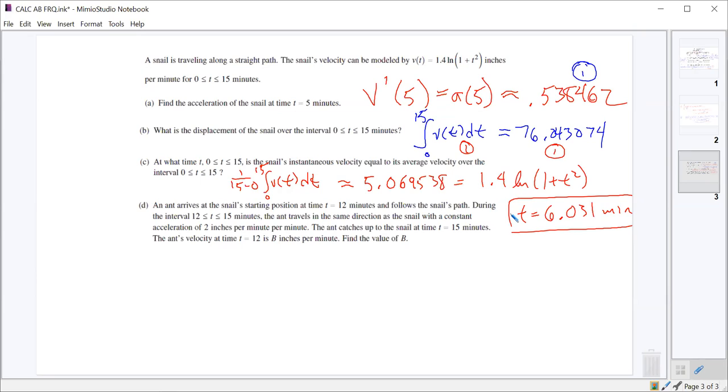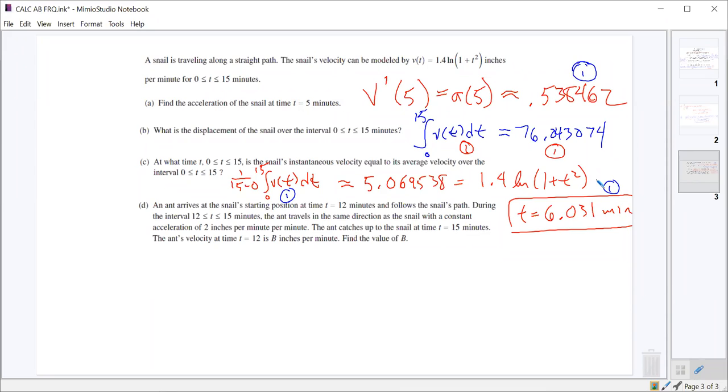Is that what you guys got for that, when you graph those and look for the intersection point? Yeah. That was worth 2 points: 1 for the average value, 1 for the answer. Good? Serena, you good with that? Yeah? Okay. All right, part D, we have an ant.